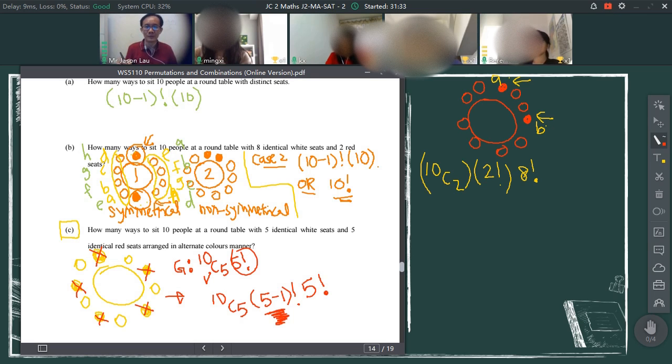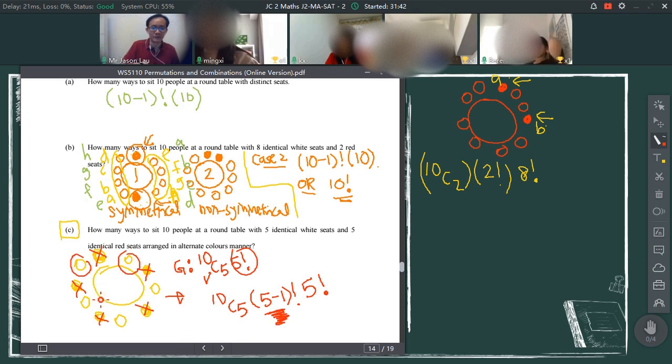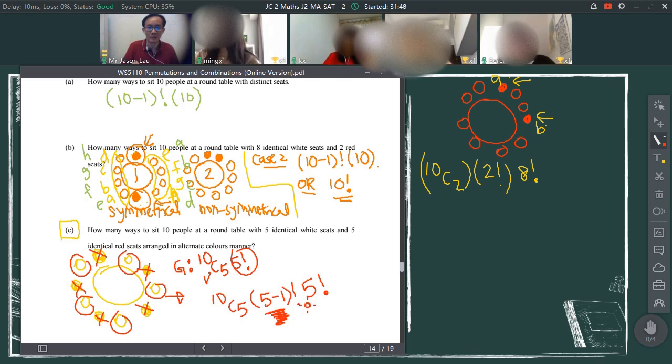Okay, you need to times 5 factorial. The reason is because the rest of the people must sit at those white seats, right? So you need to fill up the rest. And because the 5 people are already seated, the rest of the 5 people will have no symmetry to talk about. There's no rotational symmetry, so it's 5 factorial.